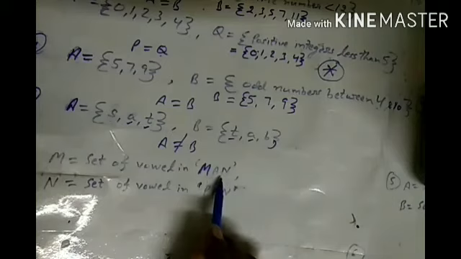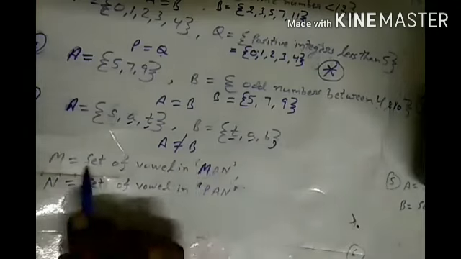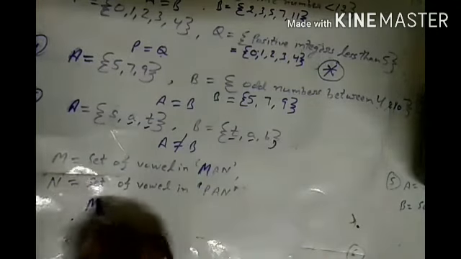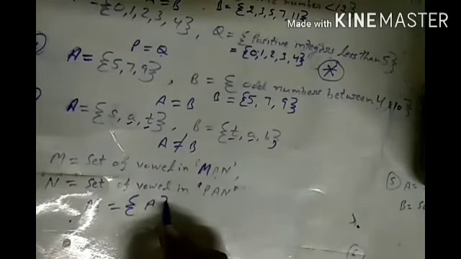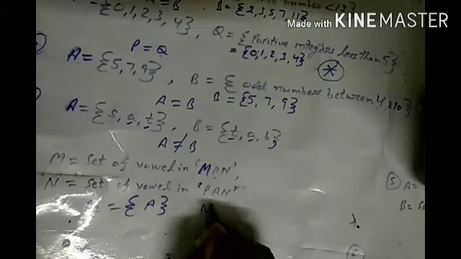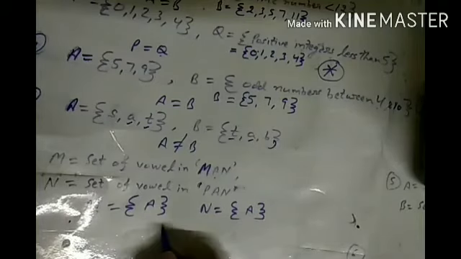Now M is a set of vowels in man. There is a word man and I have to write M as a set of vowels in man. So what is the vowel here? A. Therefore its answer will be A. Now N is the set of vowels in pen. Therefore set N will also be A. Here you will see by comparison that set M is equal to set N.